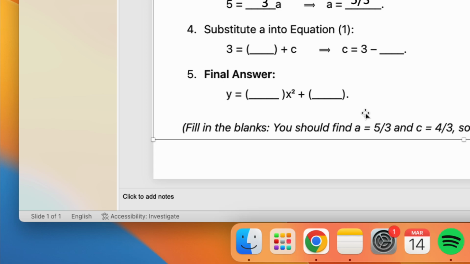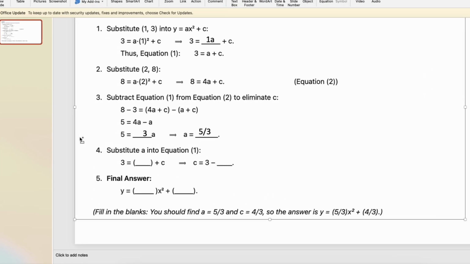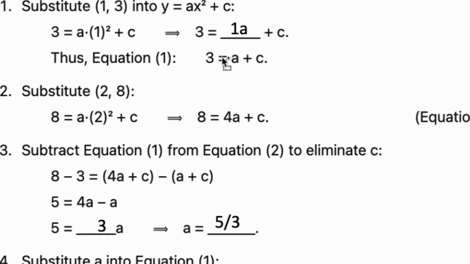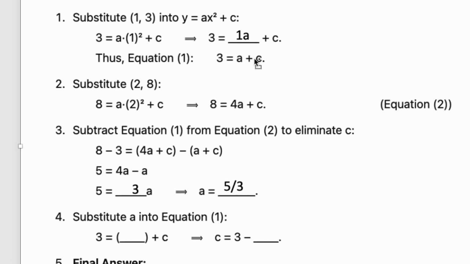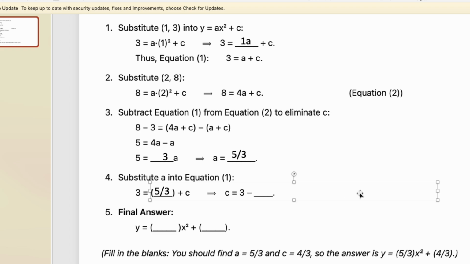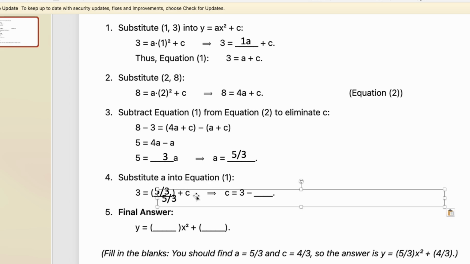We're then going to work out what c is. So all you have to do is choose one of the equations. We're going to choose the top equation, 3 equals a plus c. We're going to substitute in our value of a, like we've done with simultaneous equations before. So 3 equals 5/3 plus c. So clearly c is going to equal 3 minus 5/3.